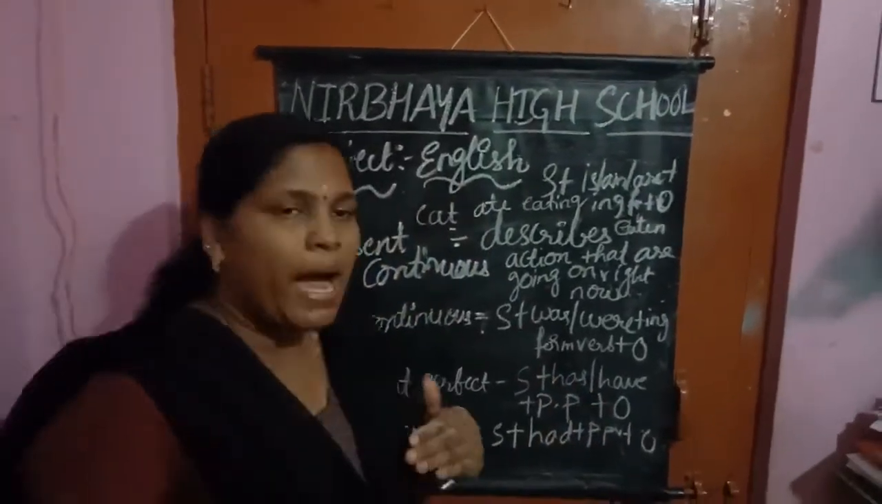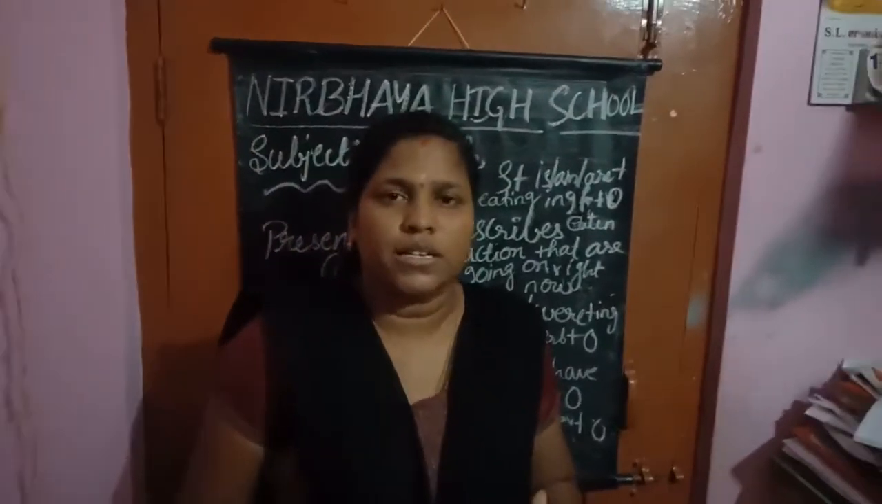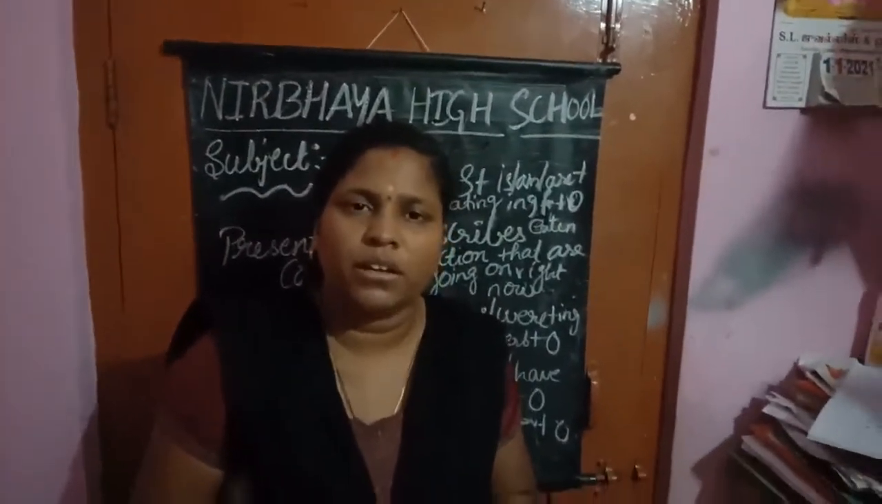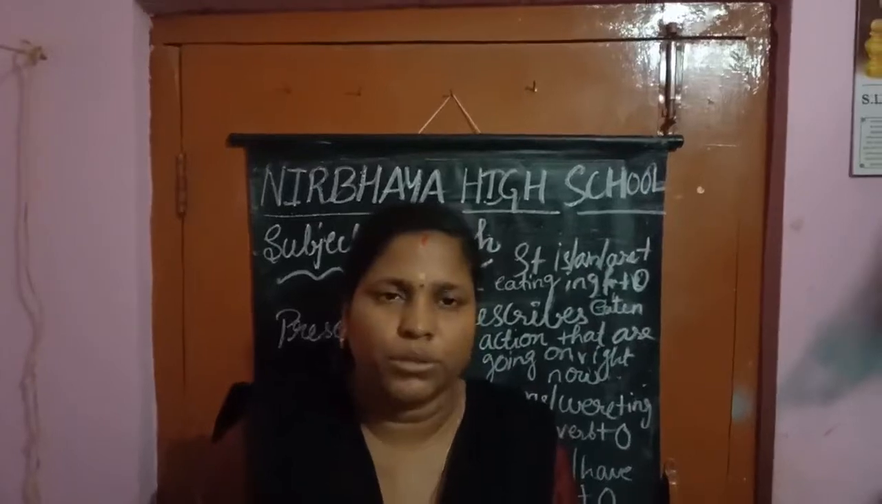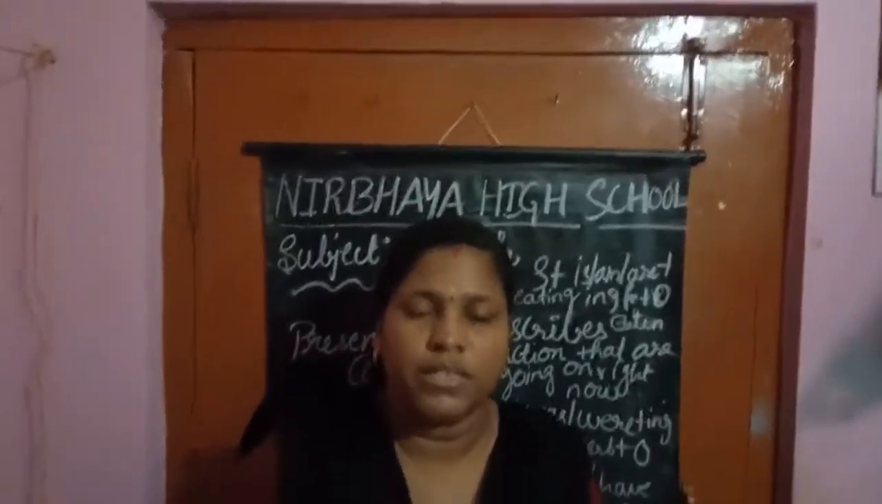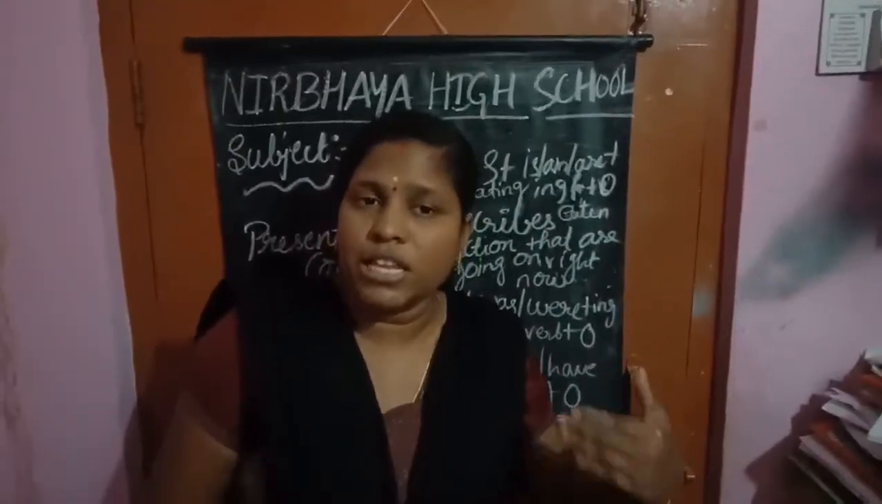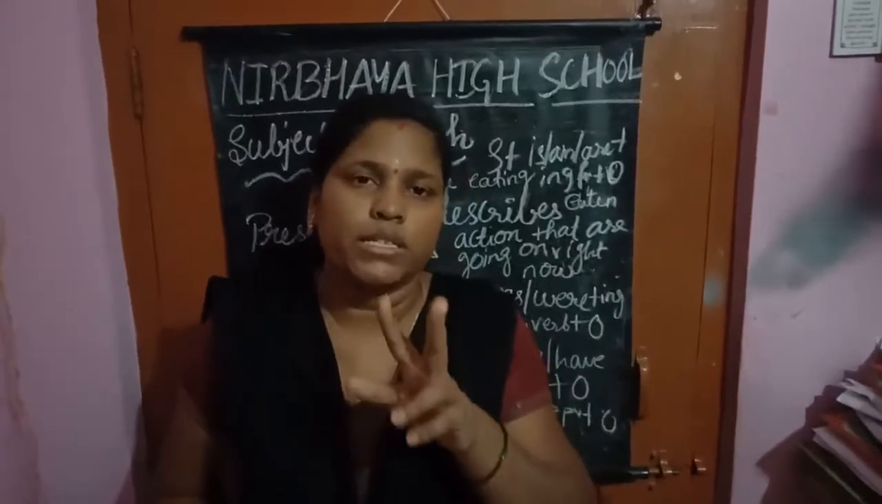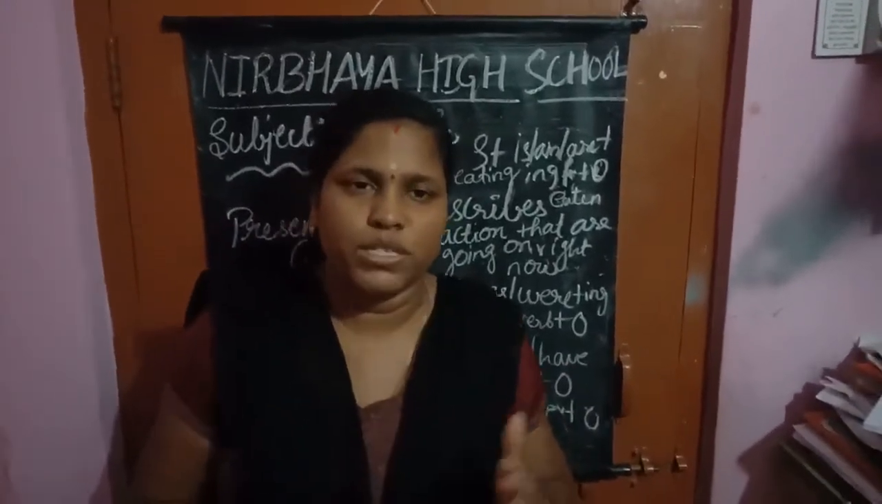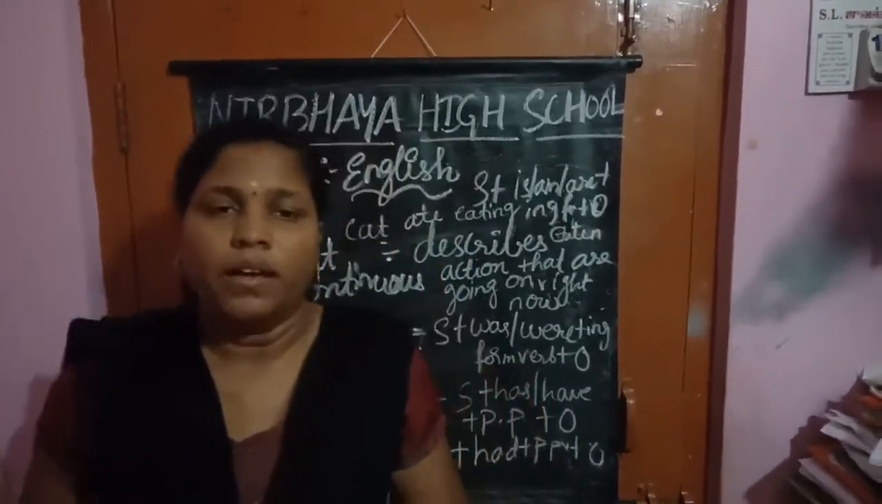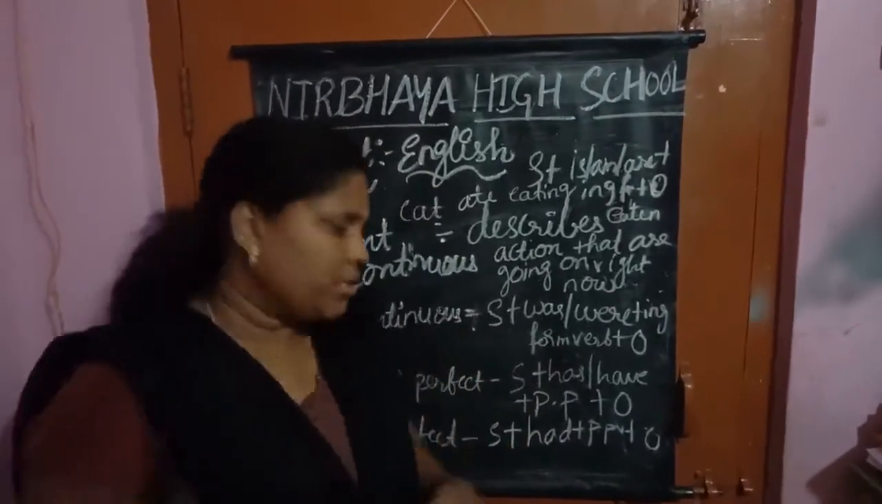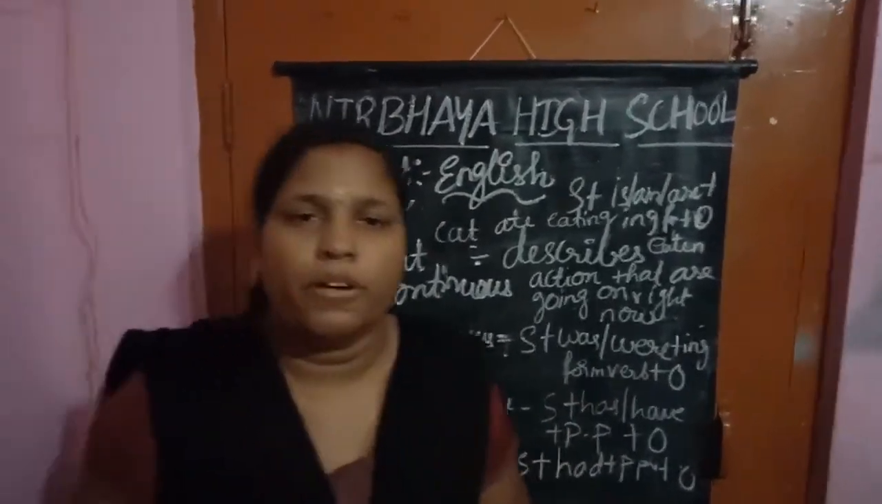And coming to the past perfect. When we are using the past perfect, we are declaring two actions done in the past, which is the first and which is the second, meaning which was done earlier. Understood, children? This is past perfect tense.